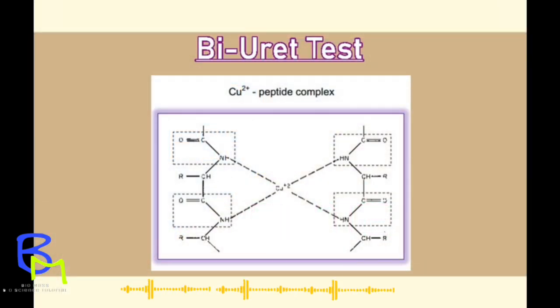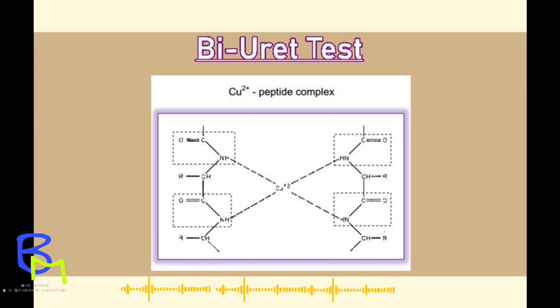Biuret test is a basic detection test for the presence of protein. Here the reaction occurs with the peptide bond. In the presence of dilute copper sulfate solution in alkaline medium, the peptide bonds form a purple complex with cupric ion. Cupric ion of copper sulfate solution in alkaline medium forms a coordinate complex with at least 2 nitrogens of the peptide bonds to form a purple colored complex.